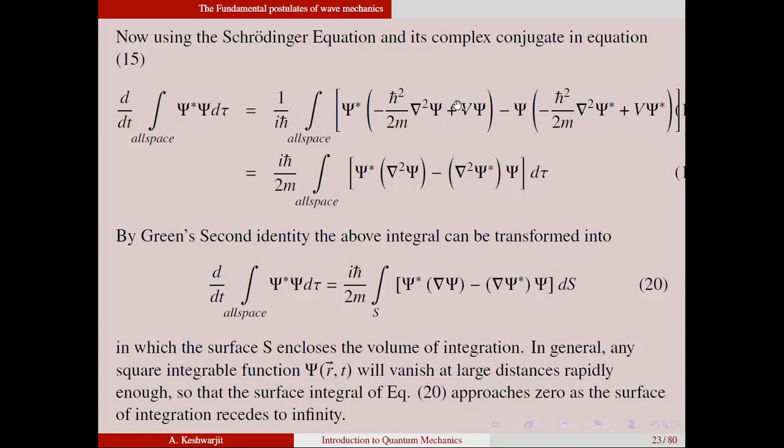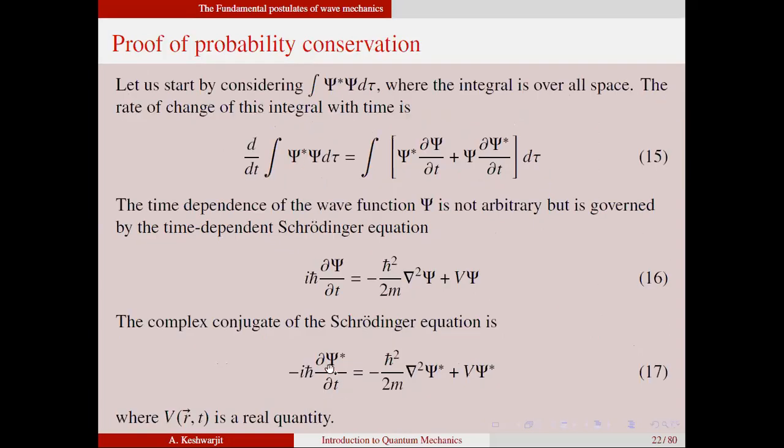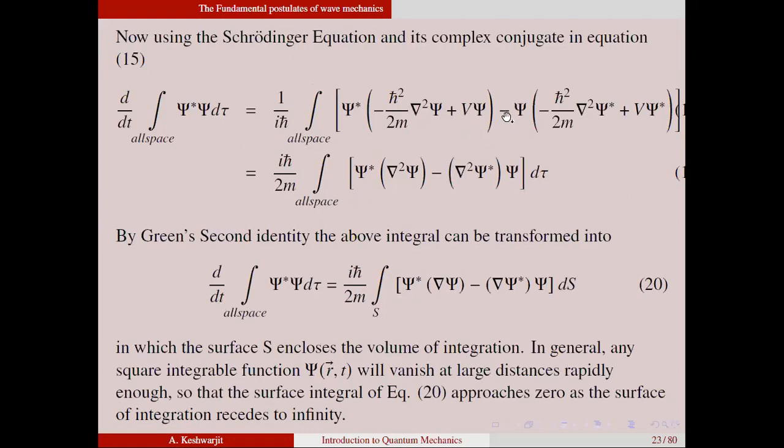We have this term here, and because of this minus sign, minus iħ, it will become minus. So minus 1 times [psi star (minus ħ² by 2m Laplacian of psi plus V psi)], minus [(minus ħ² by 2m Laplacian of psi star plus V psi star) psi], then integral over all space.